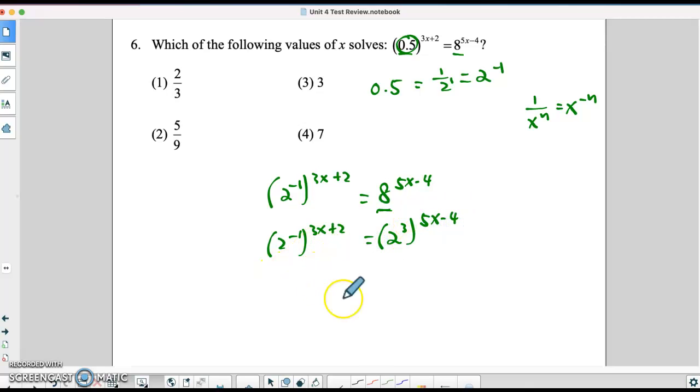Okay, from there, you're going to use the power rule. You multiply those two exponents. On the other side, you have 3 times 5x minus 4. All right, so you still have the same base, which is 2. Now, this is the common base method.